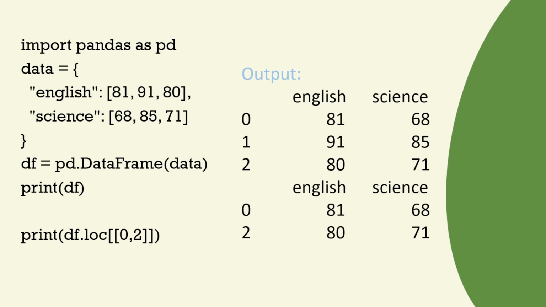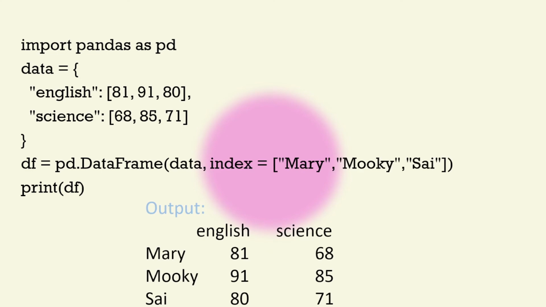We can access more than one. We can slice. For example, here we've got 0 and 2, the rows 0 and 2. You can see in the output. And here, instead of just using the default index of 0, 1, 2, 3, etc., we actually specify the index. So here we've got Mary, Mocky and Sai, and you can see in the output now we have our data frame with specified indexes.